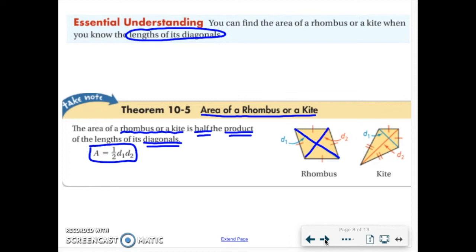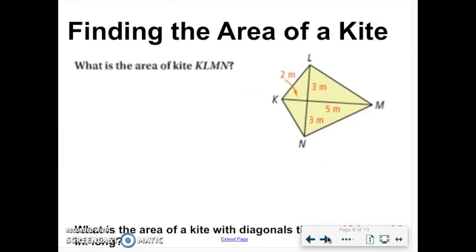So let's look at that. We want to look at the area of this kite, KLMN. The area of a kite formula is the one we just looked at, it's 1/2 the diagonals multiplied together. So 1/2 times diagonal 1 times diagonal 2. Sometimes you'll get set up this way and you need to be able to tell me what the diagonals are. It doesn't matter which one is diagonal 1 and which one is diagonal 2.